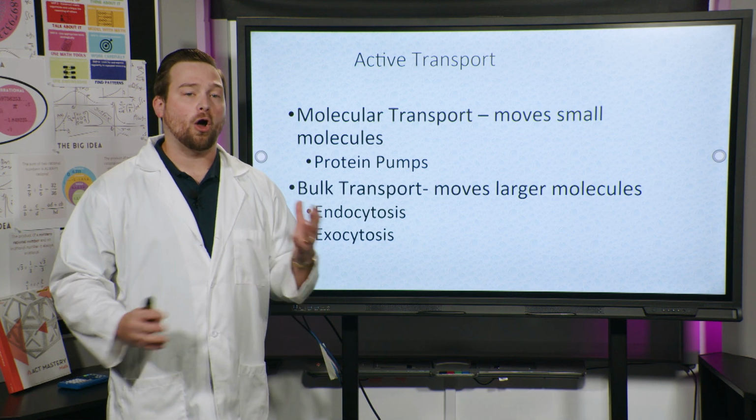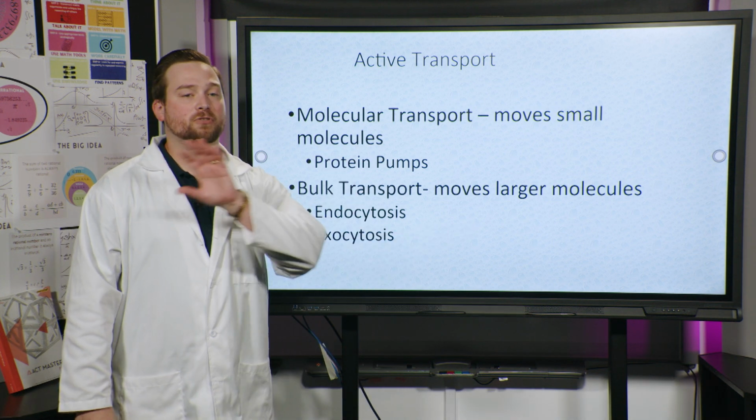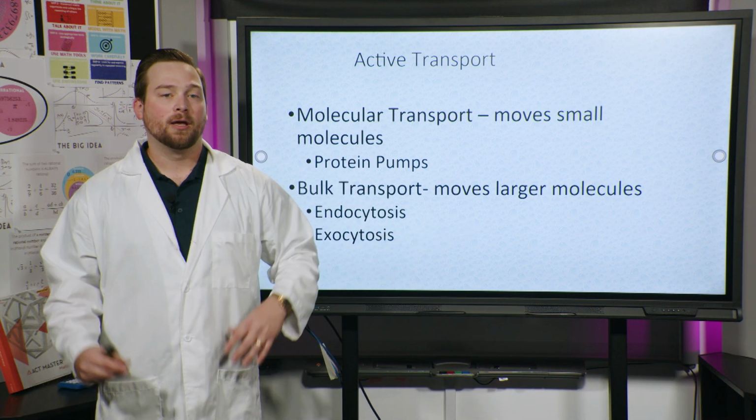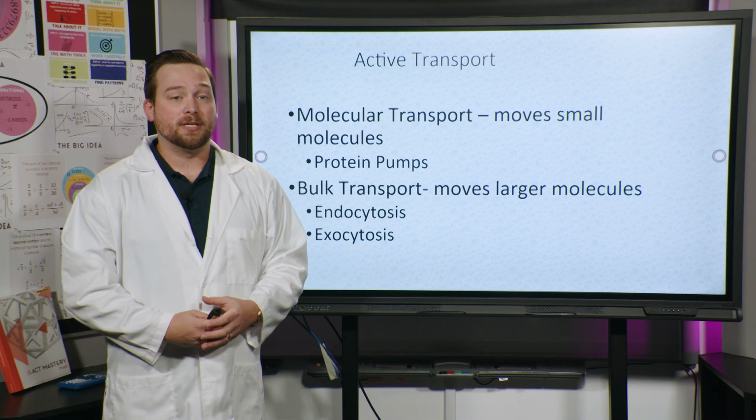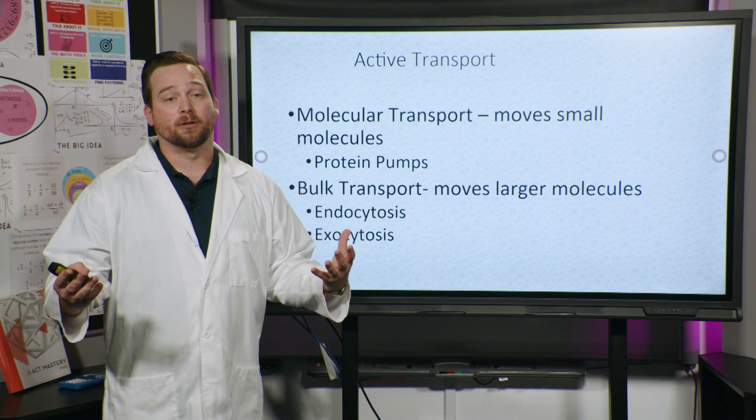Okay, so that's a quick overview of passive transport versus active transport. They're kind of opposites of one another, and next time I'll get into the different forms of active transport in a little bit more detail.